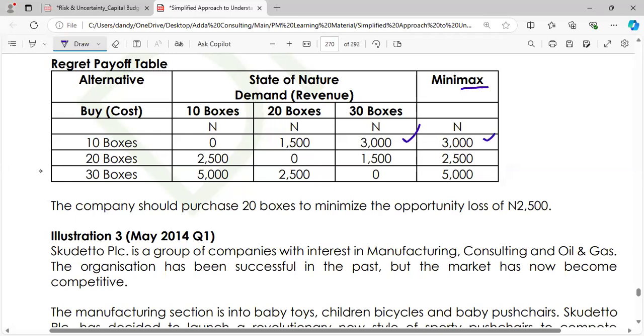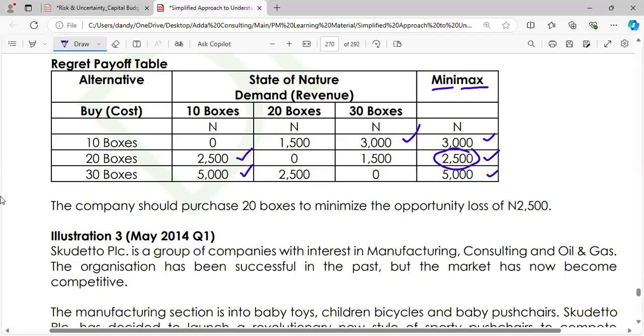In the second row, the highest value is 2,005. That's why you see the 2,005. The third row, the highest is 5,000. That's why you see the 5,000. Then you now select the minimum of the maximum. The minimum of the maximum is 2,500. Therefore, the company should purchase 20 boxes to minimize the opportunity loss of 2,500. That's the end of the question.